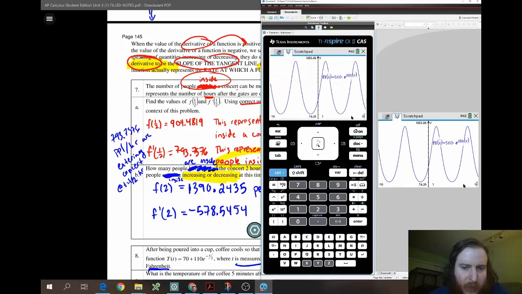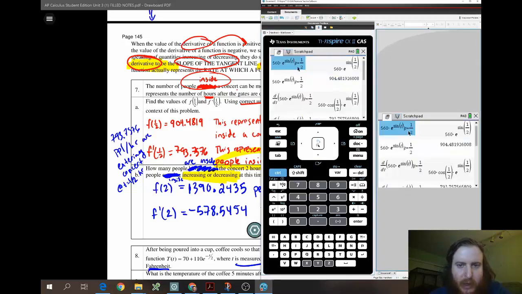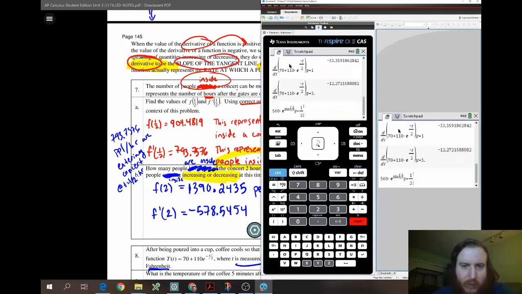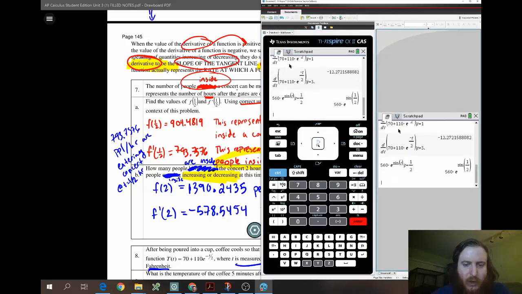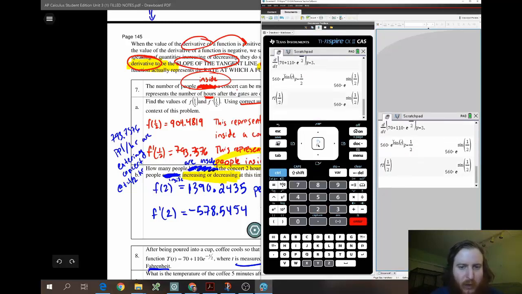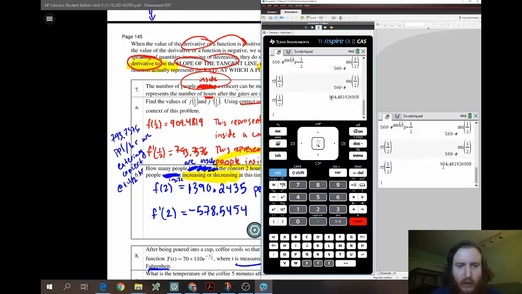And so what you could have done, if you had wanted to, is instead of typing these in like how we had it, typing it in at 1/2, you could have actually typed it in at f1 of 1/2, and you get the same answer, right? Or control enter to get the decimal, right? The 904, that's what we have.